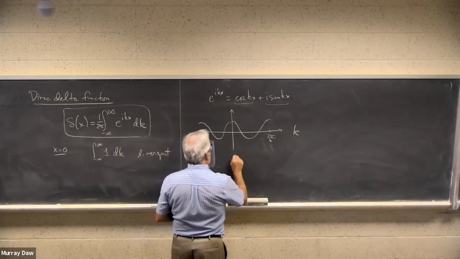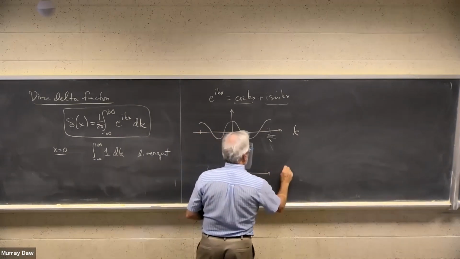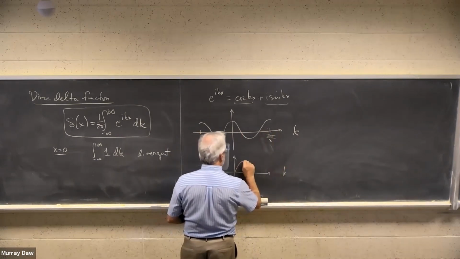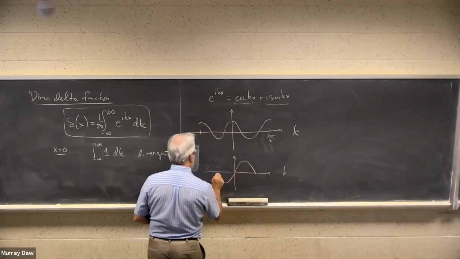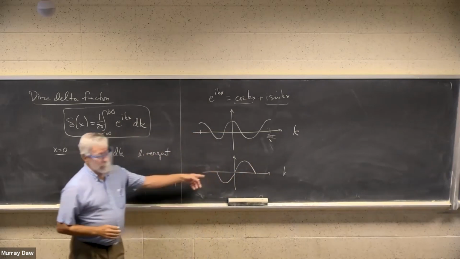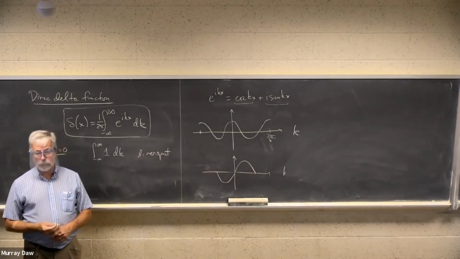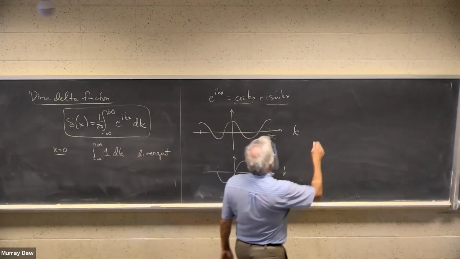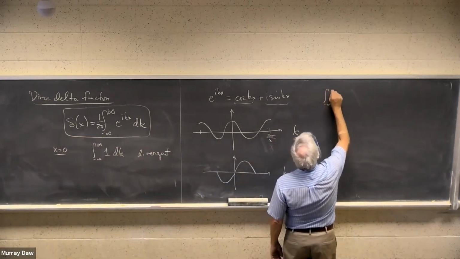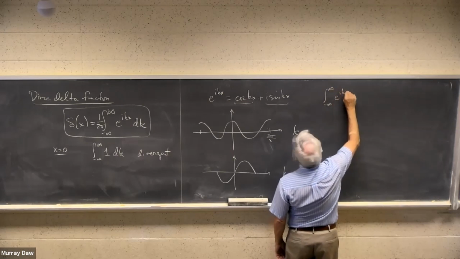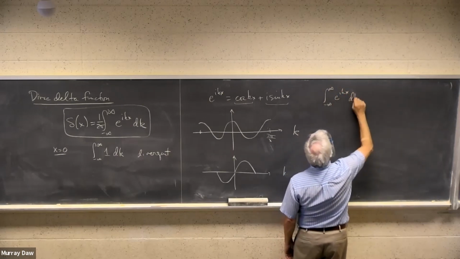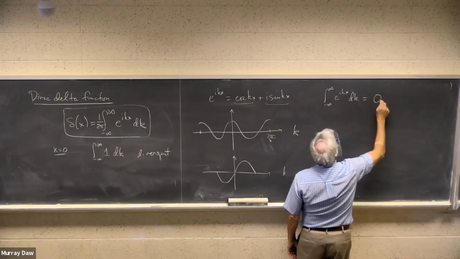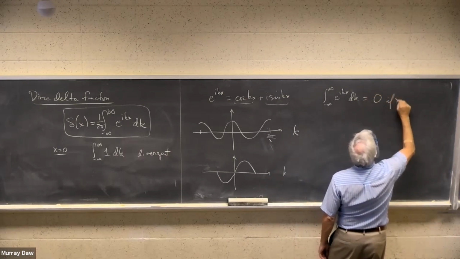Okay, then the same argument holds for the sine part. It's just as much positive as negative under the curve. And so the argument is, and you have to be a little careful about this, right? I'm being kind of quick here. You're going to be more careful. This is equal to 0.